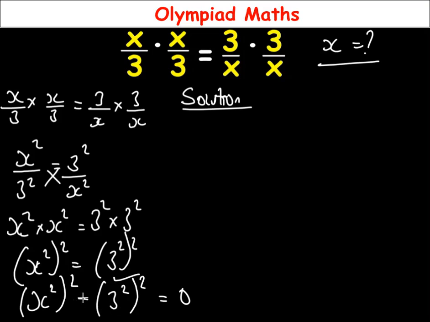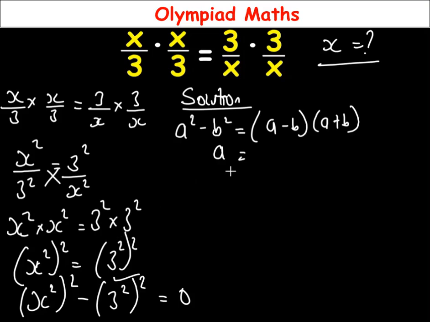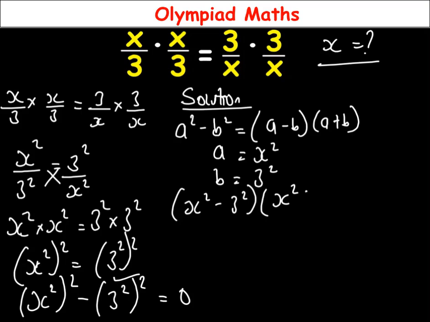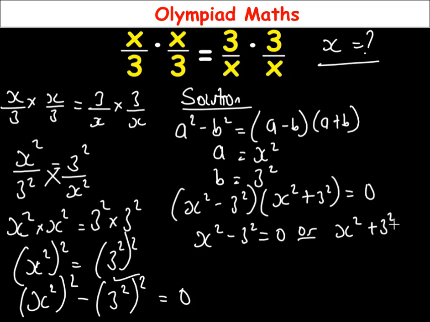Now looking at this, we have a difference of two squares. So if you have a squared minus b squared, it is equal to, in brackets, a minus b times a plus b. Where a is x squared and b is 3 squared, this then becomes, in brackets, x squared minus 3 squared times x squared plus 3 squared, all equal to 0. So with this, x squared minus 3 squared is equal to 0, or x squared plus 3 squared is equal to 0.